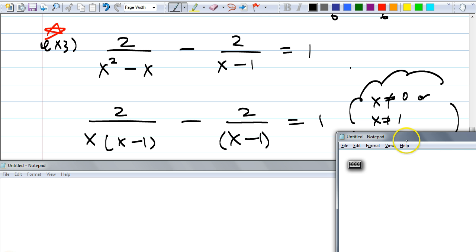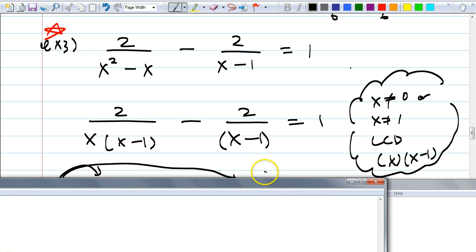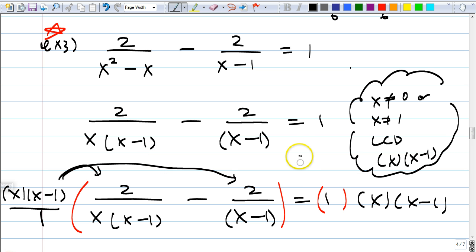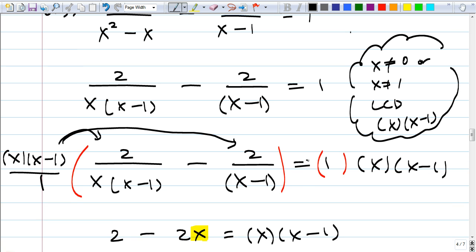Okay? And your LCD is simply the product of the denominators. So when you multiply both sides by x times x minus 1, things will cancel out. John, what did you get? Left side becomes? Yeah, it becomes 2 minus 2x. And the right side, of course, is 1 times the LCD, so it's the same as the LCD. Did you all get to this part? Are you good so far here?